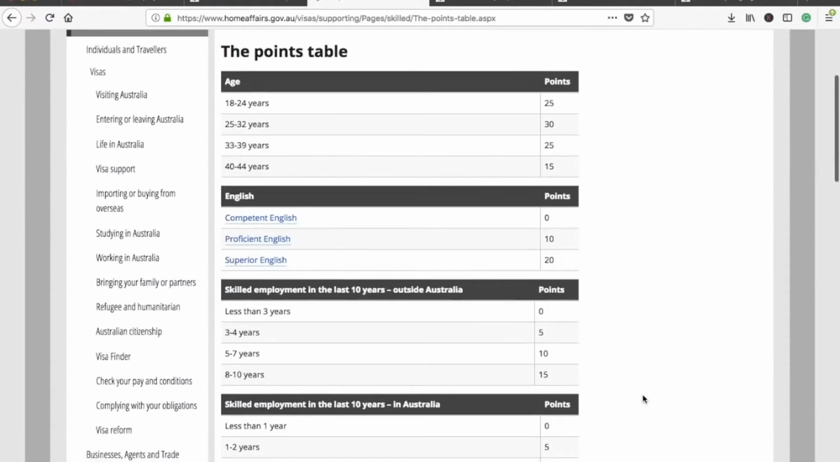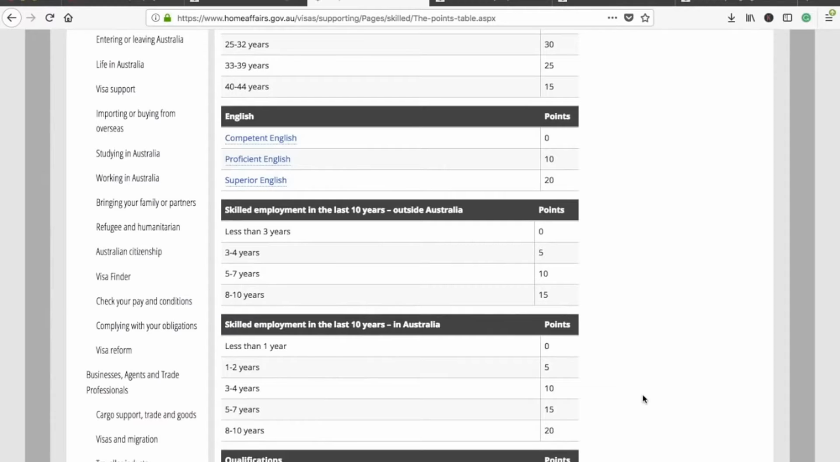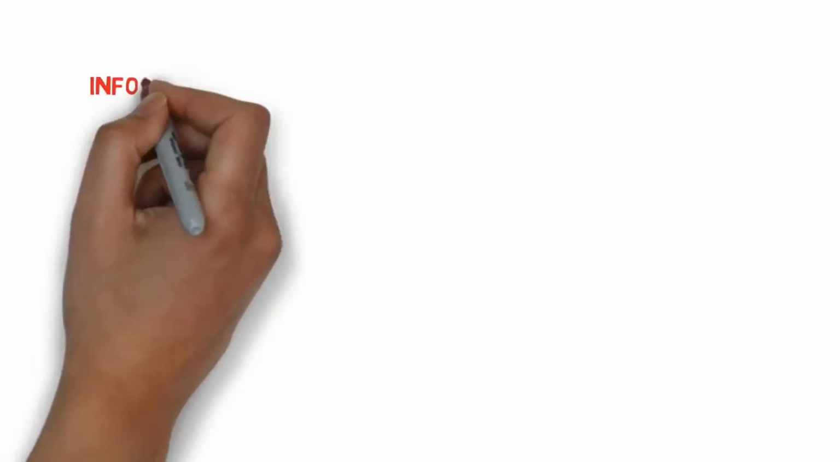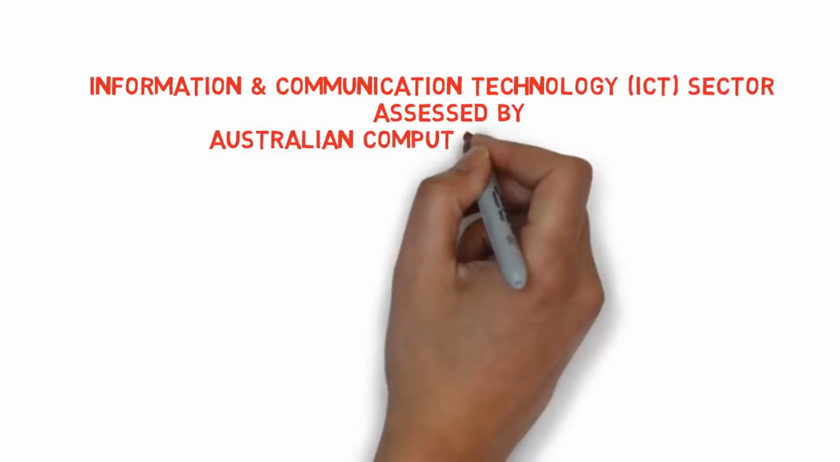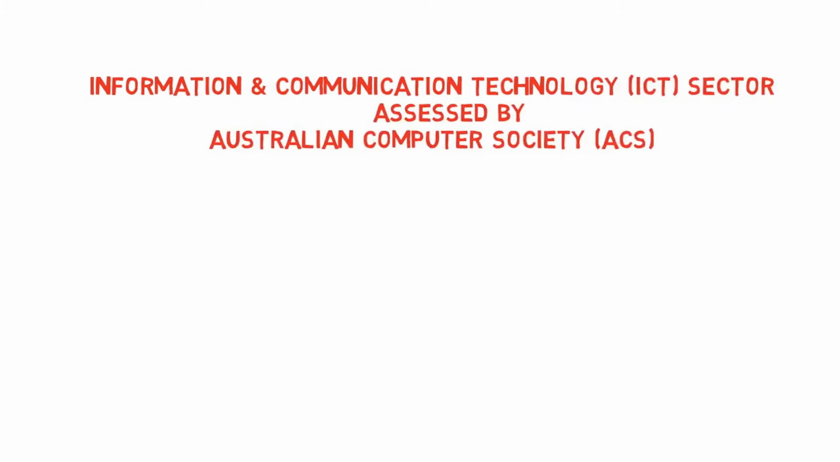So anybody who is from an IT background who needs to go through ACS skill assessment, there's something very important that I have to tell you. So please be with me. All those people working in information and communication technology, which is the ICT sector, all of you would be assessed by the Australian Computer Society, which is ACS, as I just told you. So I've got a small bad news for you.